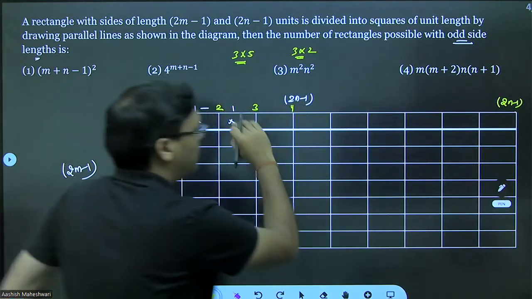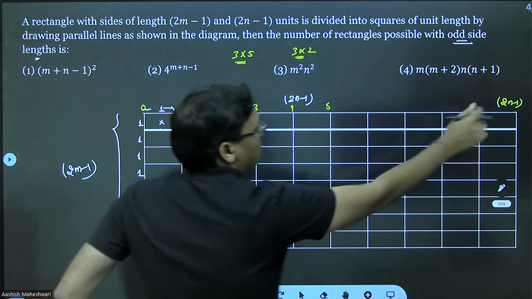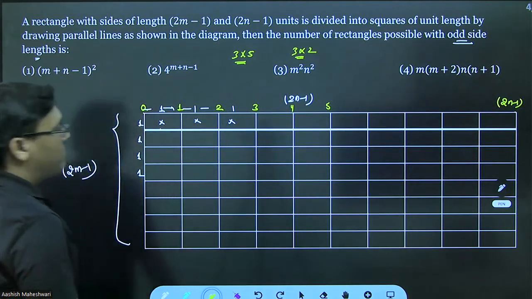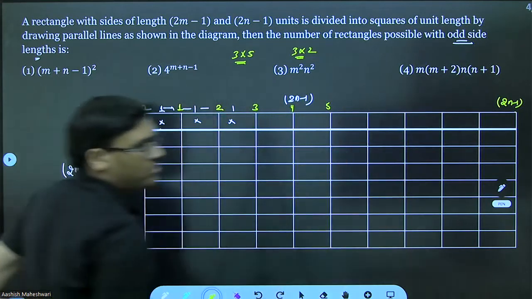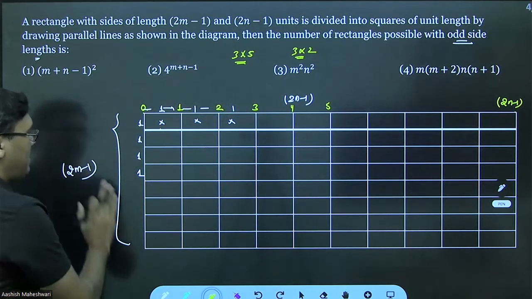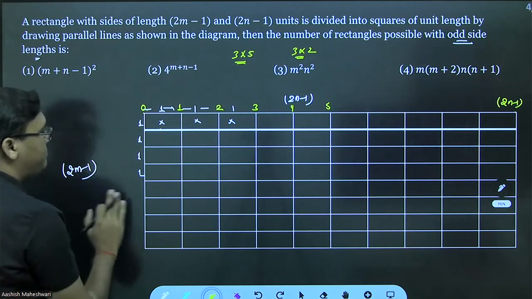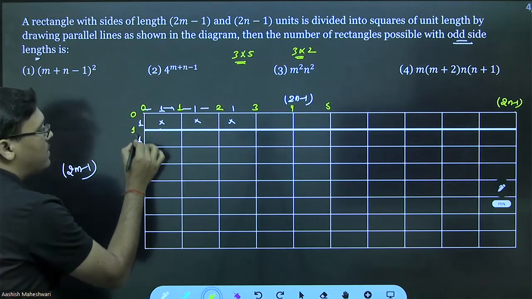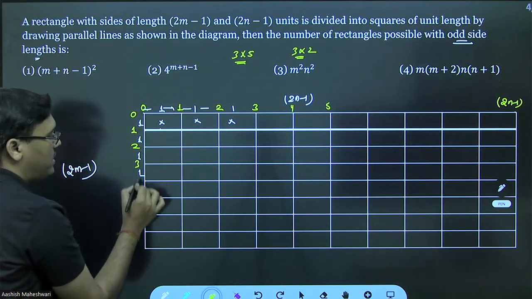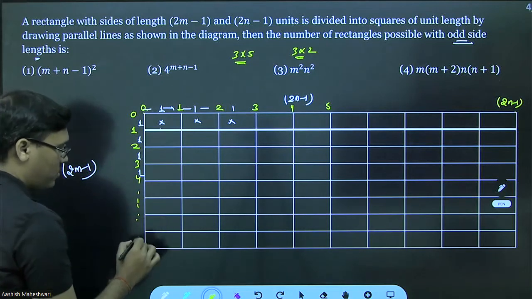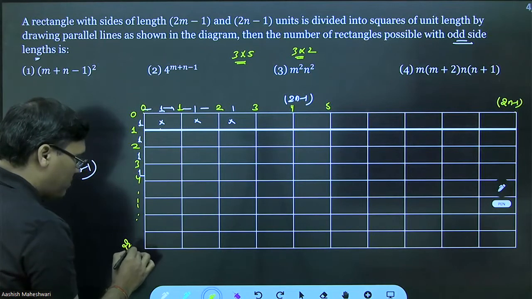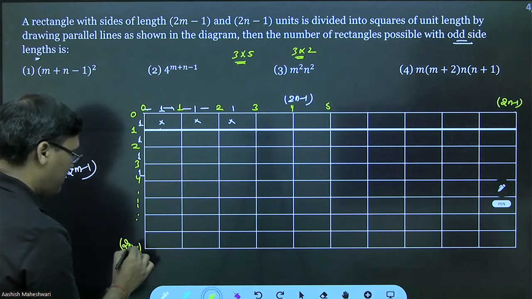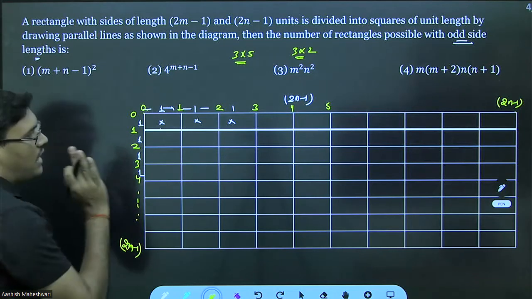You can see if I continue with the lines, this is 5 and so on. This will be the line number 2n minus 1, right? No, because total length should be equal to 2n minus 1. Similarly, if I take the same thing here, this is line number 0. This is line number 1, 2, 3, 4, and so on. This will be the line number 2m minus 1, sorry. This is m minus 1. This is n minus 1. I hope this is clear.